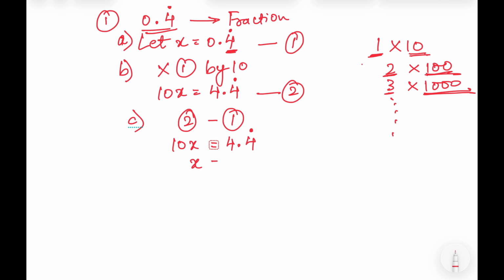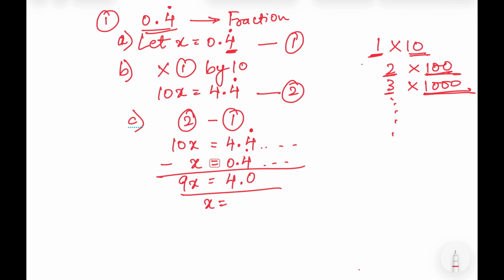The next equation is x equals 0.4, and we need to subtract them. So here 4 minus 4 becomes 0. Any number of 4s will be 0 only here. This will be 4. And 10x minus x will give us 9x.